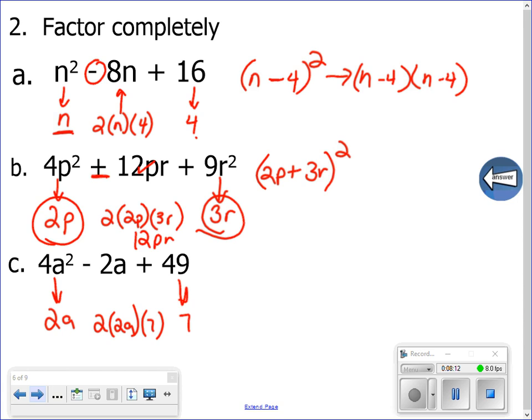I can already tell you that 2 times 2 is 4, and 4 times 7 is 28. It does not give me negative 2a. So this is not a perfect square trinomial. It doesn't mean that it can't be factored necessarily. It just means that you can't factor it the way that we would every other perfect square trinomial. As we do look at this one a little bit further, though, we do see that this one would actually be prime.